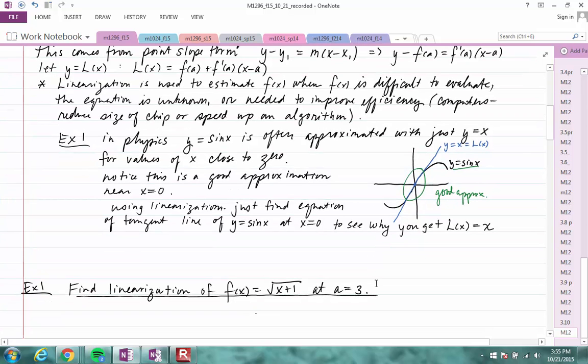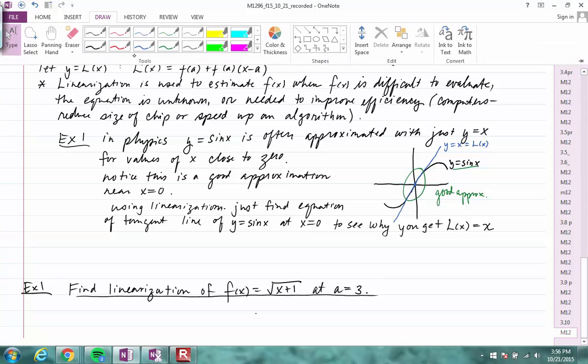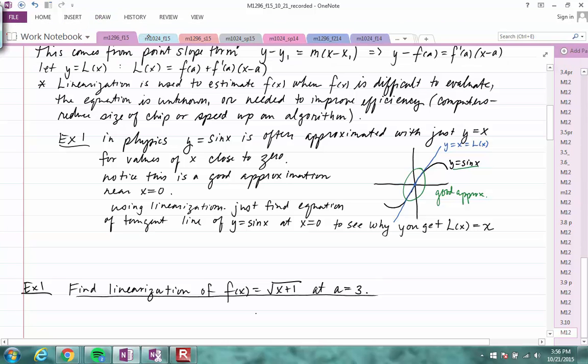So, to show you where that comes from, you just find the equation of the tangent line of y equals sine x at x equals 0. That's it. And if you want to call it y equals L of x, then that's icing on the cake. But even if you leave it as y, that's fine with me. So finding the equation of the tangent line to y equals sine x involves finding the slope.